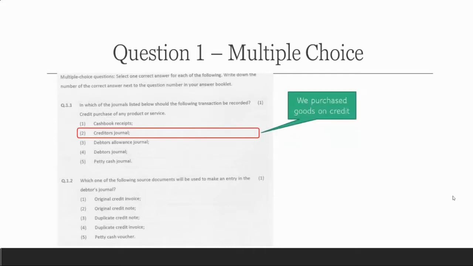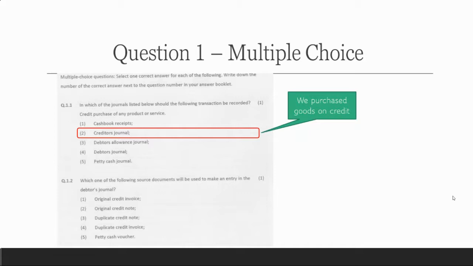Now, what you have to see there is that they've asked you for credit purchases. A credit purchase is something I buy on credit. Normally when we purchase stuff, it's either in the cash book payment journal or the creditors journal. Because it was on credit, it goes to our creditors journal.